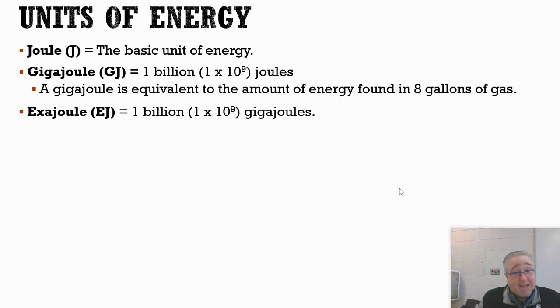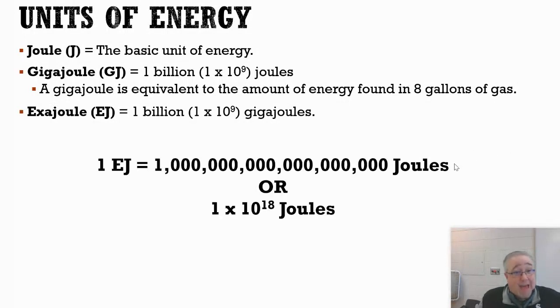This term here is called an exajoule. An exajoule is a billion gigajoules. So it's 1 times 10 to the ninth of these gigajoule units. Now, that unit is a lot more useful when we're measuring global energy use, or how much energy is used by, let's say, a country. We'll look at some graphs in a few minutes that have exajoules as units. But an exajoule is basically 1 times 10 to the 18th of these basic energy units called joules.